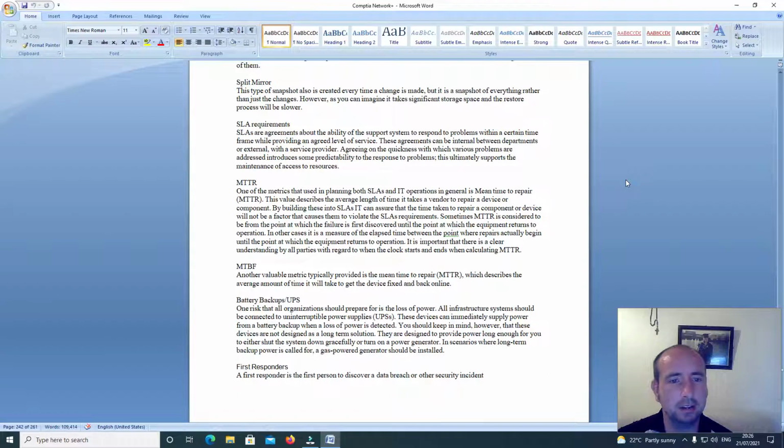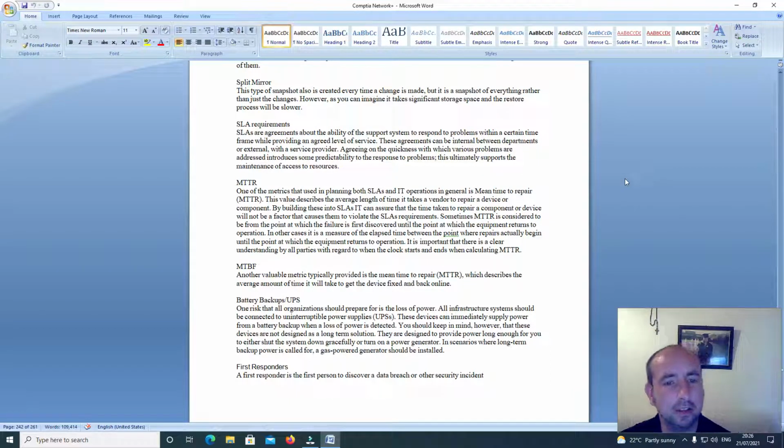Split mirror. This type of snapshot is created every time a change is made, but it is a snapshot of everything rather than just changes. However, as you can imagine, it takes significant storage space and the restore process will be slower.